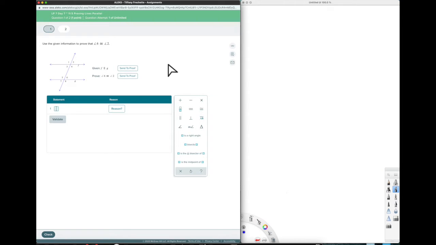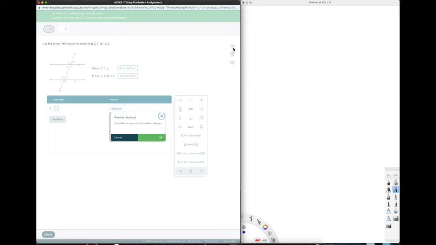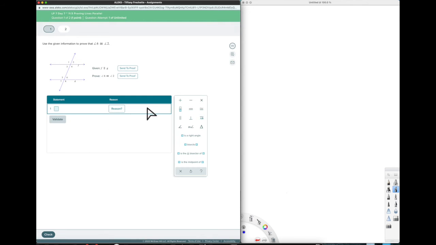All right, on the side, we always have three resources. We have explanation, which tells us that we're going to lose our current question attempt because it's going to give us the answer to this exact problem. So it's not going to give you the answers unless you come type them in.